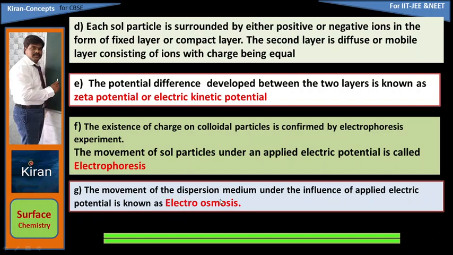The movement of the dispersion medium under the influence of an applied electric potential is known as electroosmosis. In electrophoresis, dispersed phase particles are moving. In electroosmosis, the dispersion medium is influenced. When the dispersion medium is influenced by applying electric current, that is electroosmosis. When dispersed phase particles are influenced by the electric current, that is called electrophoresis. So these are the important terms related to the properties of colloidal solutions.